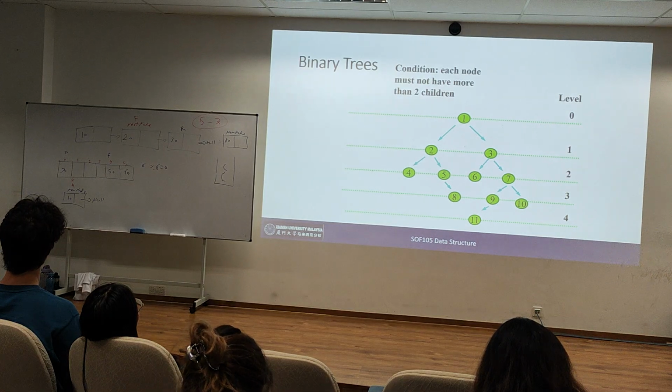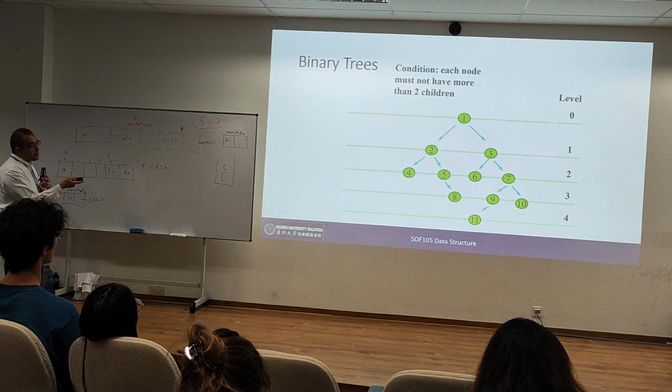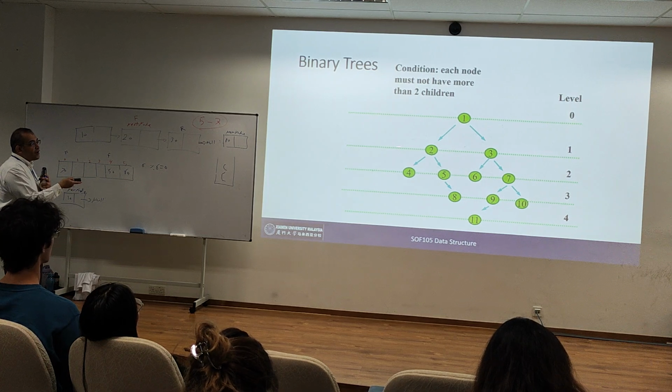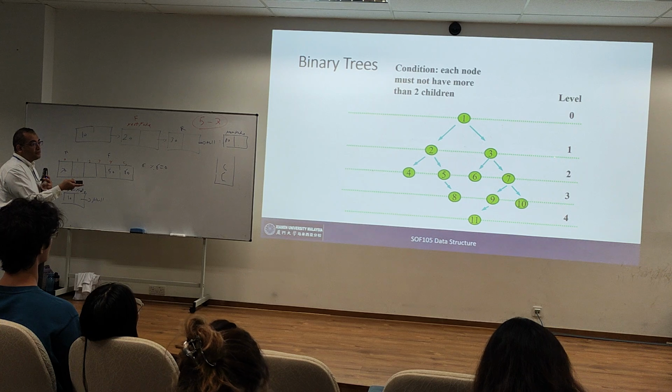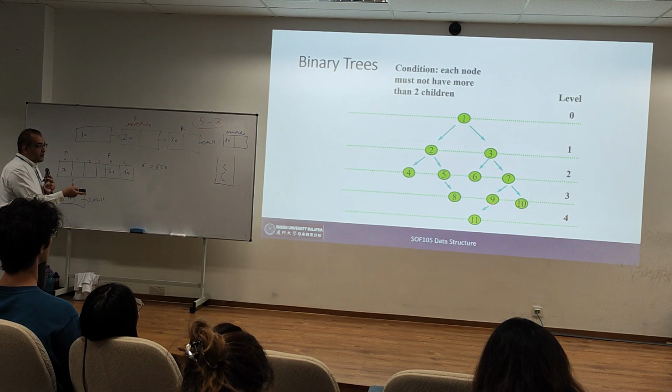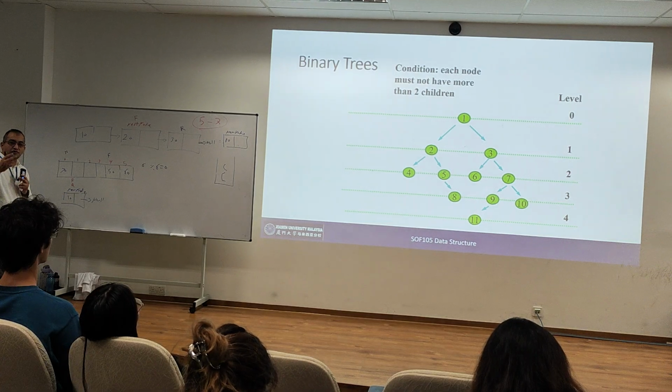So every binary tree has levels, right? This is level 0. At level 0, what is the maximum number of nodes I can have? 1. At level 1, what is the maximum number of nodes I can have? 2. At level 2, what is the maximum number of nodes? 4. Level 3, what's the maximum? 8. 8, and 16, and so on and so on.